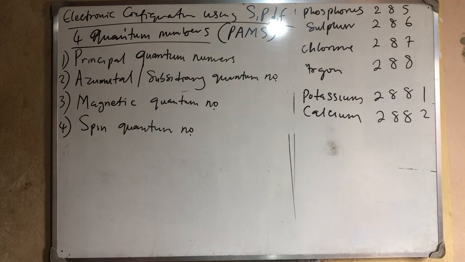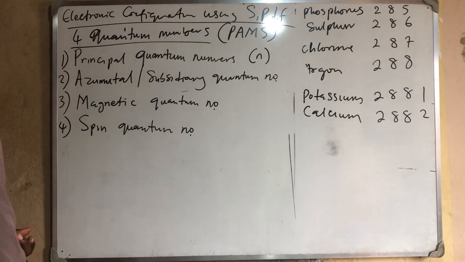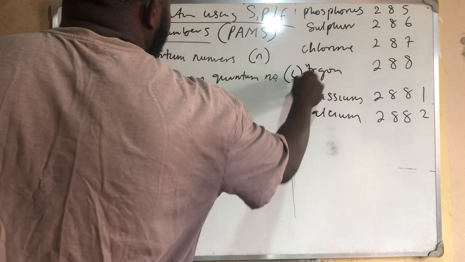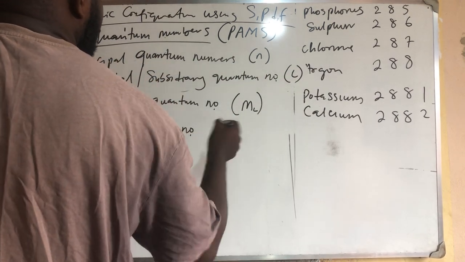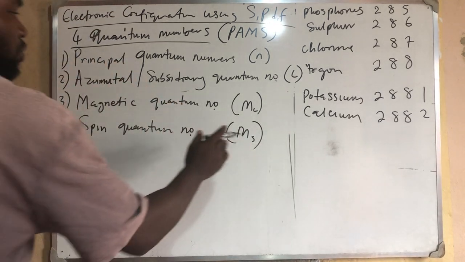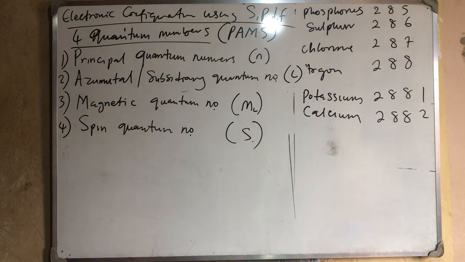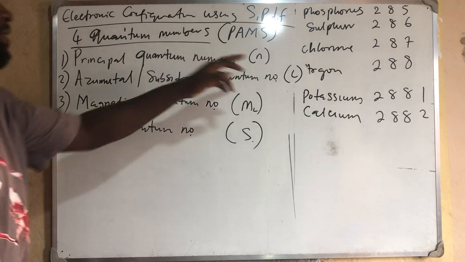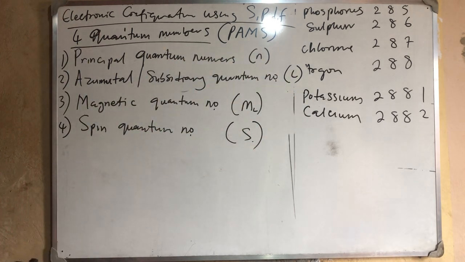Now, in all these quantum numbers, we represent this one as n, this one as l, this one as m of l, and then the last one as m of s, or some denote it as just s, the spin quantum number. Now, all these things are related to each other. We get this one from this one. I'm going to explain it very well for you to understand. Then we solve problems relating to that.